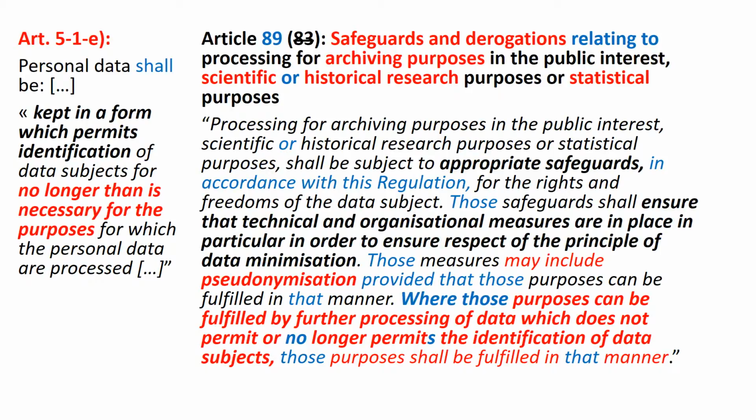In Article 89 on safeguards and derogations relating to processing for archiving purposes in the public interest, scientific or historical research purposes, or statistical purposes, it is also laid down that processing for those purposes shall be subject to appropriate safeguards in accordance with this regulation, that is to say, ensuring that technical and organizational measures are in place, in particular in order to ensure respect of the principle of data minimization. Among others, those measures include pseudonymization, and additionally, where those purposes can be fulfilled by further processing of data which does not permit or no longer permits the identification of data subjects, those purposes shall be fulfilled in that manner.